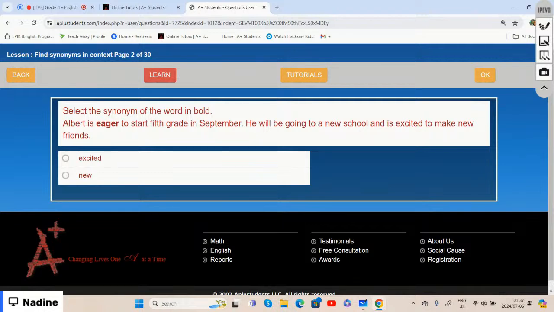Right? So, Albert is eager. What is another word for eager? Eager to start fifth grade in September. He will be going to a new school and is excited to make new friends. So, eager, is it excited or new? And if we were to select the synonym of eager, we would say it is excited. Because if we were to substitute the word eager with excited, we would say Albert is excited, or he is eager, to start fourth grade in September.